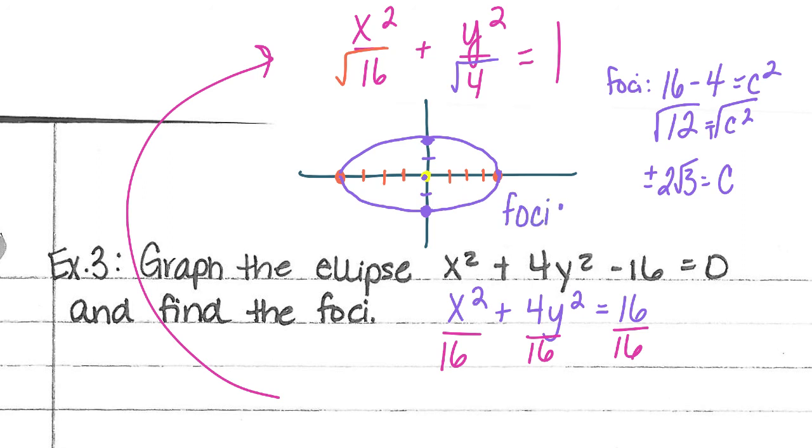So since that center was at 0, 0, the foci are going to be about here. Oh, let me do a brighter color. Oh, let's do yellow. They're going to be about here and here, because root 12 is right in between 3 and 4. So I'm going to write it using this plus or minus 2 root 3, but that's going to be on the x point this time, because notice the foci are on the x-axis. Great job.